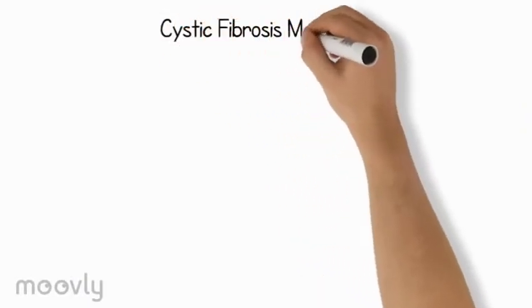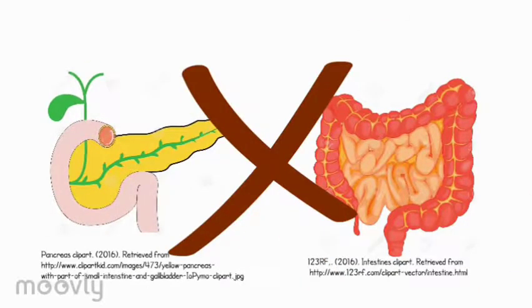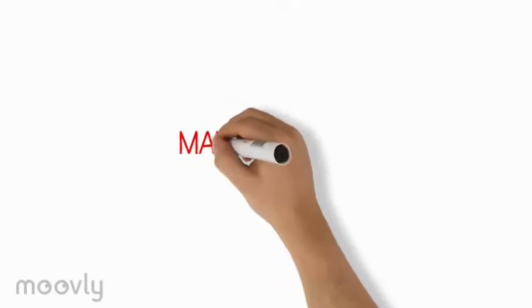Cystic fibrosis can also be treated by medications, most notably a group called bronchodilators, which help to open the airways by relaxing the surrounding muscles. Finally, as mentioned before, the pancreas and intestines are unable to function efficiently because of this disease. Digestion of food becomes difficult, and eventually malnutrition becomes a cause of the disease.